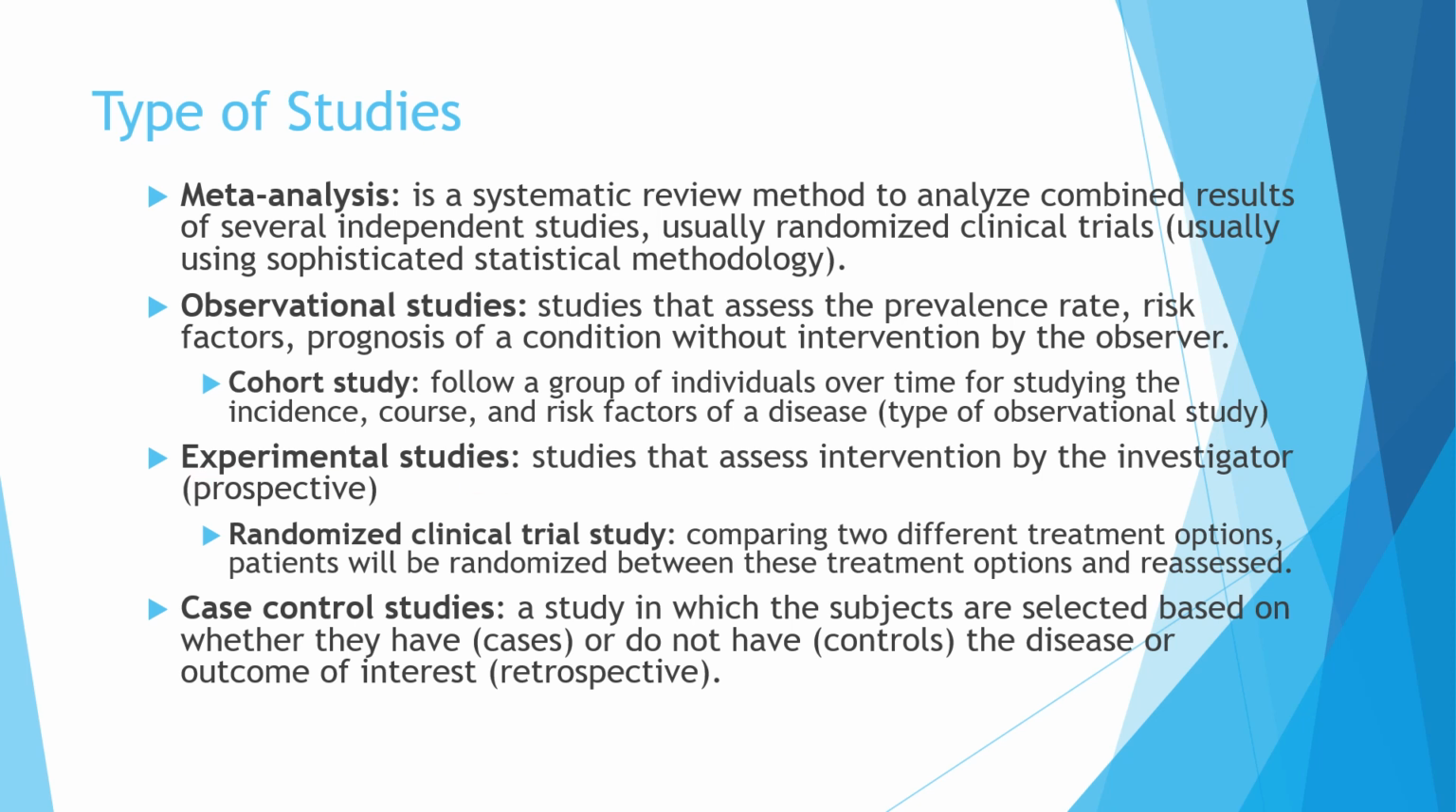Experimental studies: in this type of study, the investigator actually interferes and does something to the population. So it's a prospective study. It always has to be prospective. Randomized clinical trials are a type of experimental study. In the case of randomized clinical trials, as we discussed before, the patients or the individuals will be divided into groups using some sort of randomization.